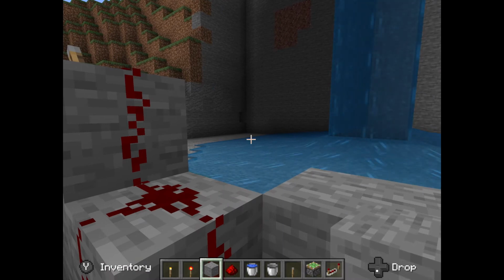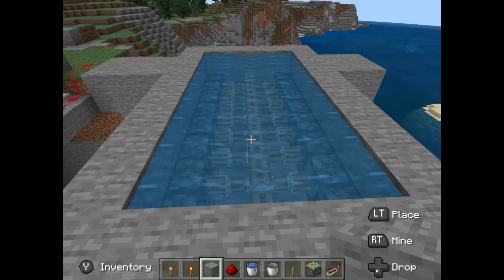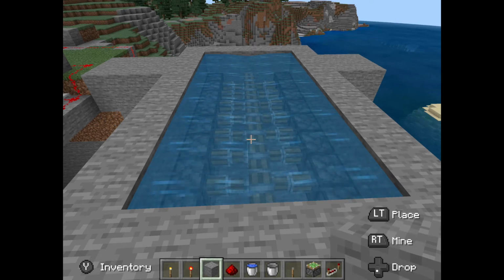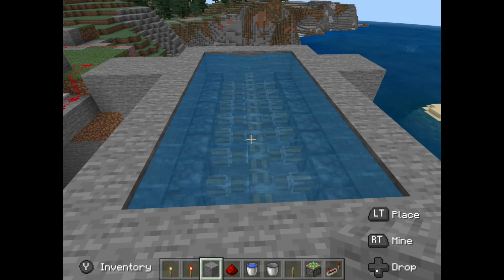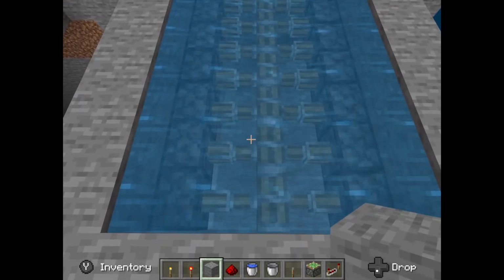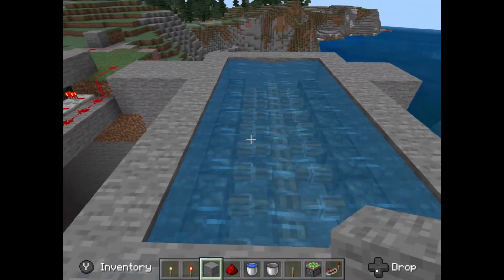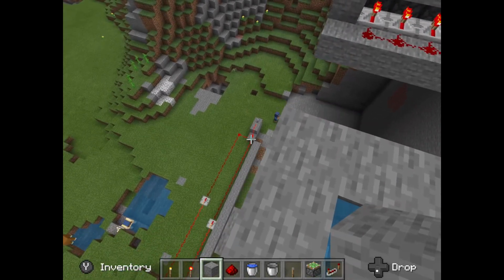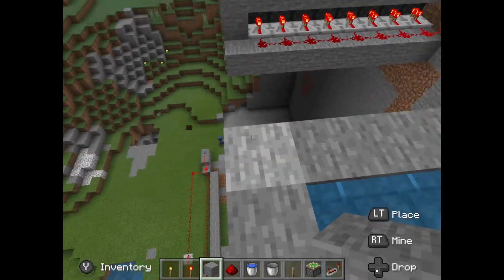All right, next. Here we go. Here is a second pool that I've set up. Exact same setup here. You can see underneath the water, I've got those trap doors again, and that is all connected to that switch way down there.